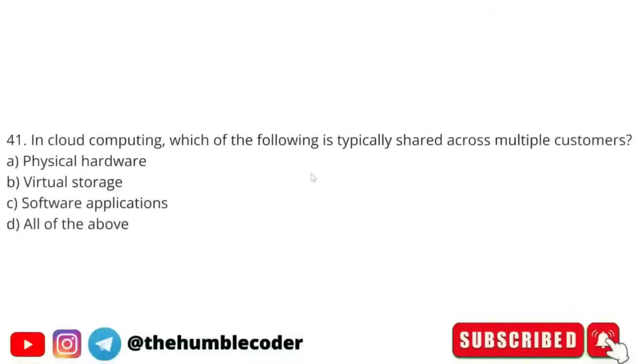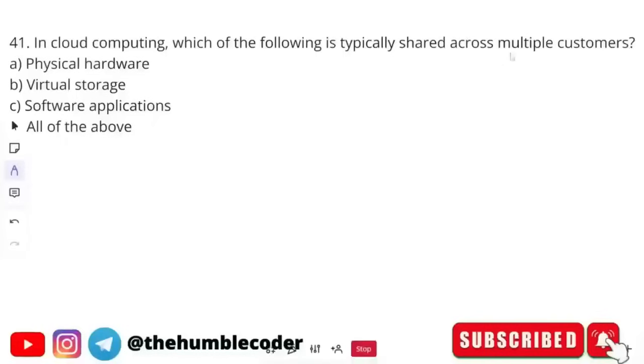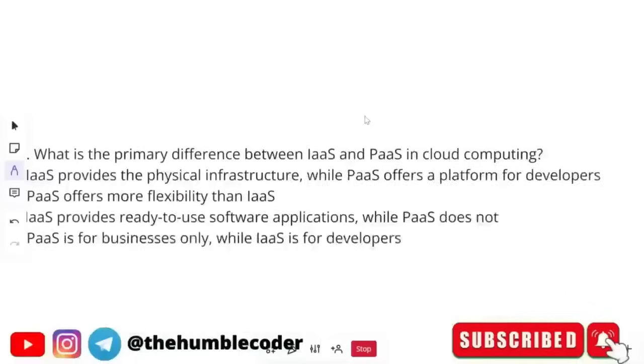Moving on. So our next question: in cloud computing, which of the following is typically shared across multiple customers? Okay, let's see the options that we have. Physical hardware, virtual storage, software applications, or all of the above. See, obviously, in cloud computing, what is happening is multiple customers share all the things. Like they share hardware also, they share virtual storage also, and software applications. That is why we are going to select option D as the correct answer. Moving on to the next question now.